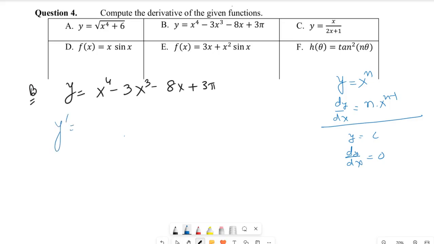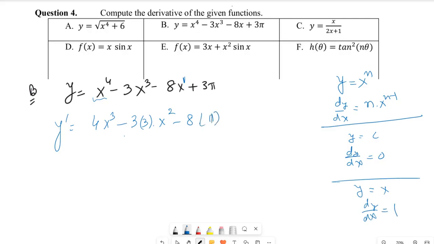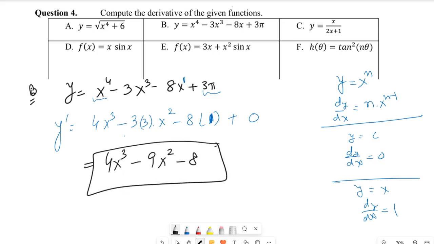Okay, let's find the derivative. For the first one, 4 comes down, power 1 less, minus 3 times the power comes down, power 1 less, minus 8 times power is 1. So remember, if y is equal to x, then the derivative of y is just 1. So that is just 1. And 3 pi is just a constant. The derivative of that is 0. So what do we have? 4x cubed minus 9x squared minus 8 is the derivative of this function.